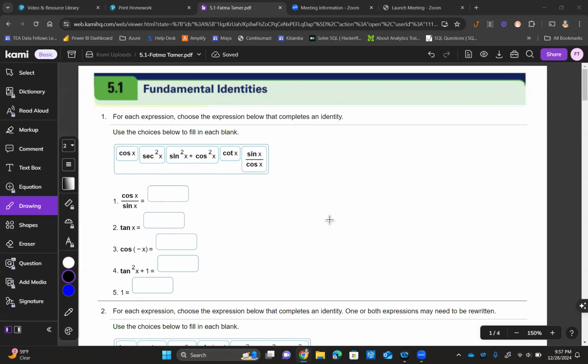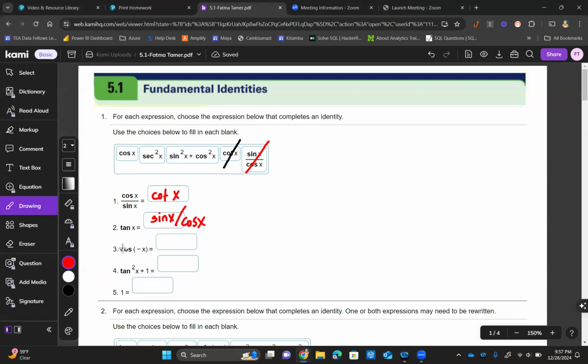For number one, when I need to match cosine x over sine x with something from this box, cosine over sine is always equal to cotangent of x. So I know that I can just write here cotangent of x. This is the definition of the cotangent function. It's always cosine over sine. And the tangent function is always equal to sine x over cosine x. These are called quotient identities. So sine x over cosine x will be used for tangent of x.